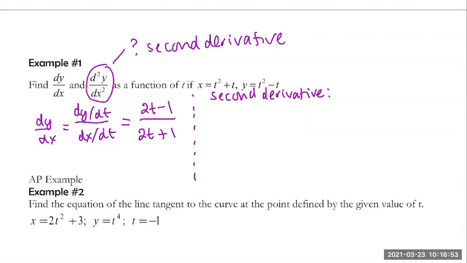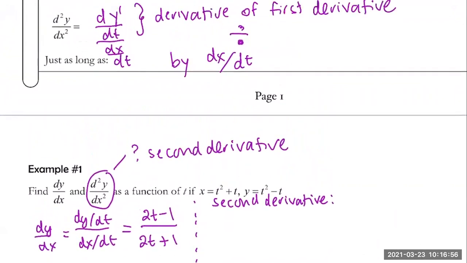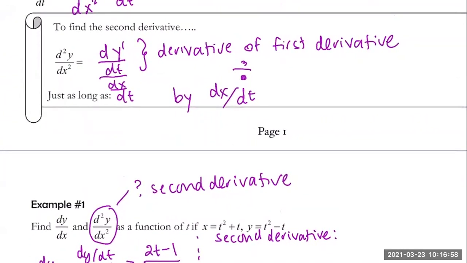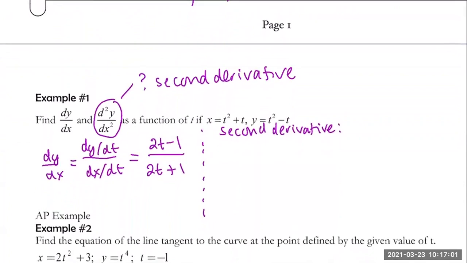Okay, so in your notes for the second derivative, it says take the derivative of the first derivative, then divide by dx/dt. So when I look at the first derivative, what rule are you going to use to take the derivative of the first derivative? What rule applies here? Okay, good. Some of you are typing in quotient rule. That is correct. So just apply the derivative to the first derivative like you would normally.